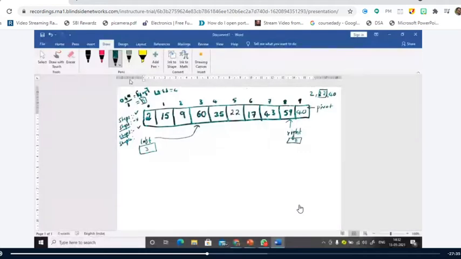What is the value of right? 8, sir. Right. What is the value pointed by right? 59. Now you compare this 59 with 40. Is it greater than or less than? Greater than, sir. Since it is greater than, what you should do?